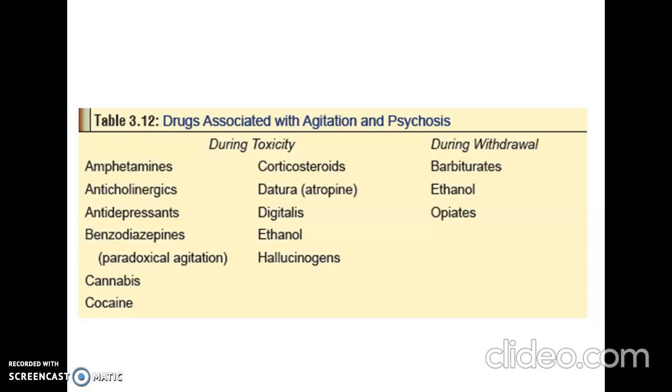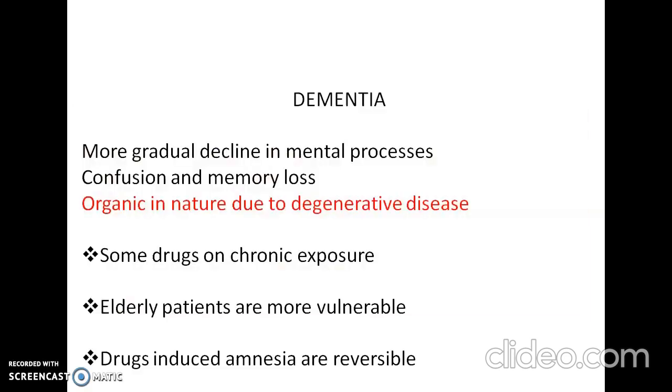Examples of drugs which cause agitation and psychosis in the toxic dose include amphetamines, anticholinergics, antidepressants, benzodiazepines, cannabis, cocaine, corticosteroid, atropine, digitalis, ethanol, then hallucinogens. Drug stoppage or withdrawal of barbiturates, ethanol and opiates can also cause this agitation and psychosis.